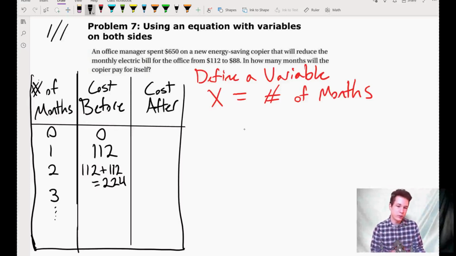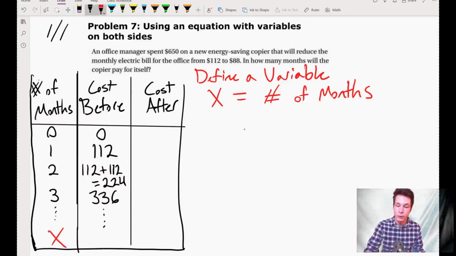After 3 months, it would be 112 plus 112 plus 112, or you could just do 3 times 112 to get 336. Okay, and notice that the cost is proportional to the number of months that have passed. So if I had X amount of months, I don't know the number, but I want to write an equation or an expression. After X amount of months, how much would it cost? Well, it's going to be 112 times X. Okay, so that's my expression for how much it costs on X amount of months.